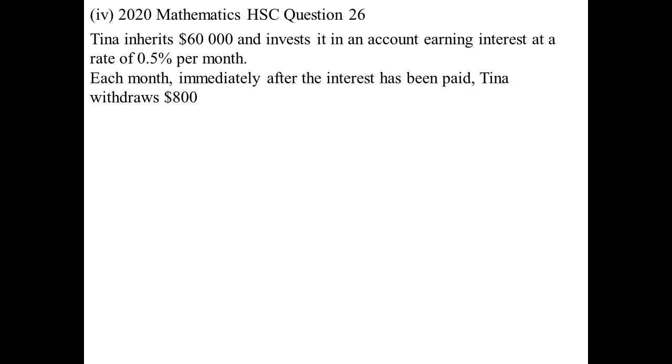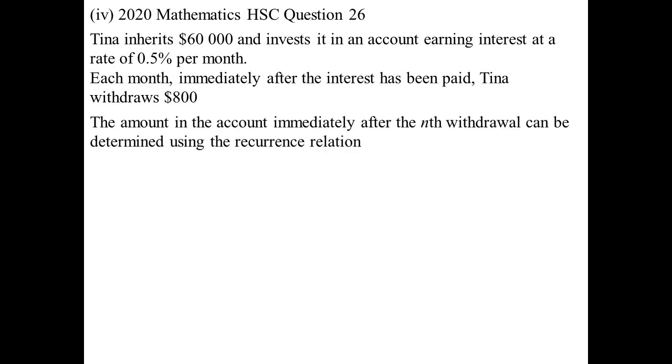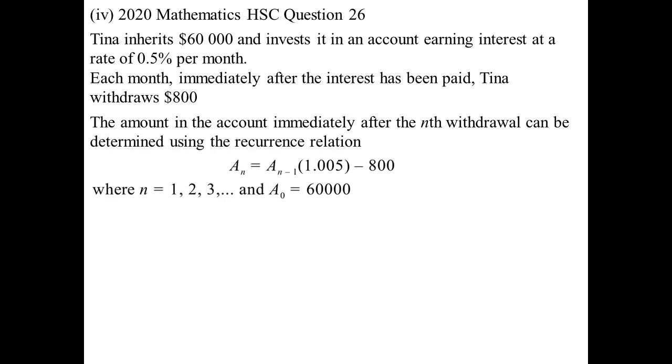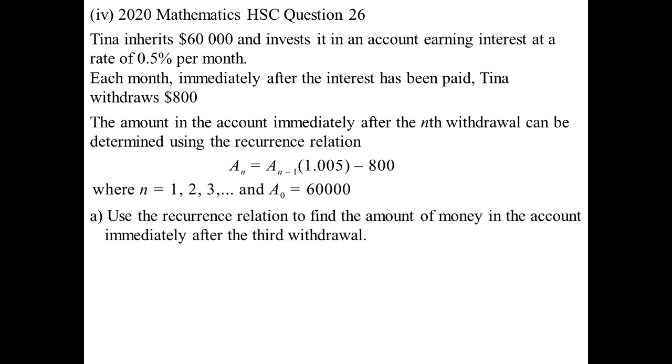This was question 26. Tina inherits $60,000 invested in an account earning interest at 0.5% per month. Each month immediately after the interest has been paid, Tina withdraws $800. The amount in the account immediately after the nth withdrawal can be determined using this recurrence relation. Who would have thought, not only do we look at recurrence relations in Extension 2 Maths, here it is in 2-Unit Maths.